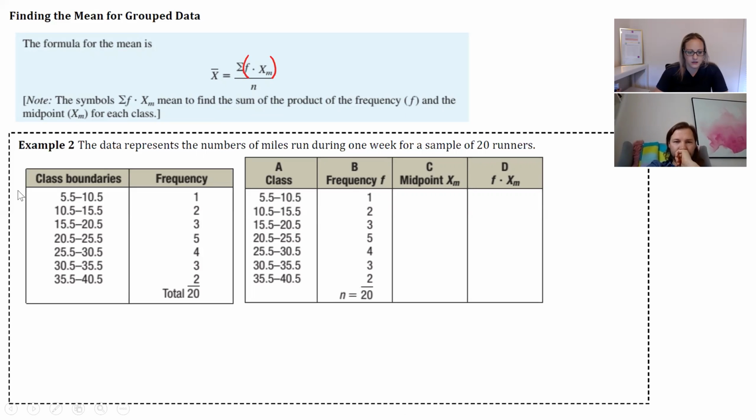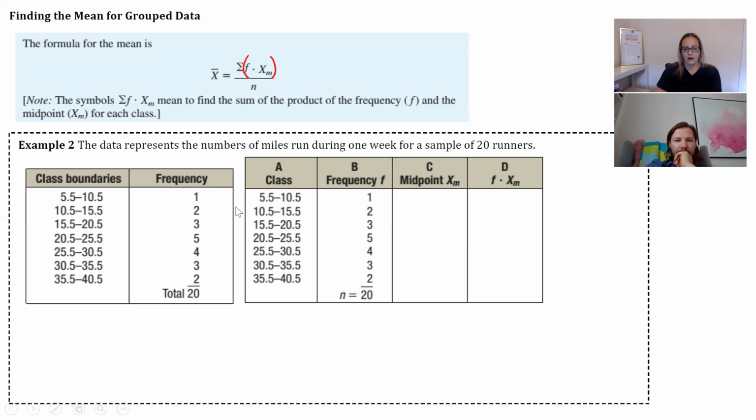Okay, so let's look at an example. Example 2 says the data represents the number of miles run during 1 week for a sample of 20 runners. So we have this frequency distribution table given to us here. We know the class boundaries and then the frequency for each class. And we want to find the mean for those runners. So in order to do the mean, you have to figure out the midpoint of each one of those classes.